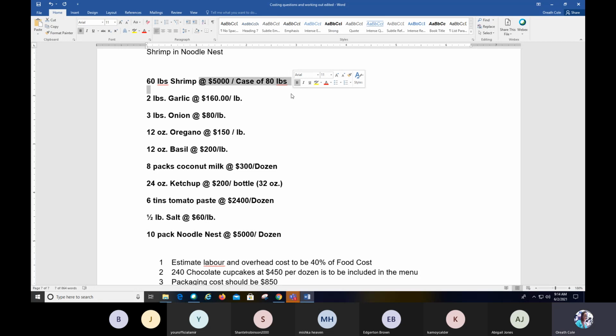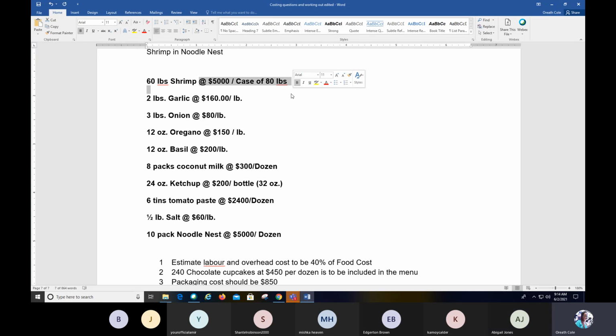pound of shrimp before you can find out how much for the 60 pounds. Do you understand what I'm saying? We must find out first how much for 1 pound of shrimp, because all we know is how much for the 80 pounds. We do not know the cost for 60 pounds. We know how much it costs for 80 pounds, and 80 pounds is more than the 60.